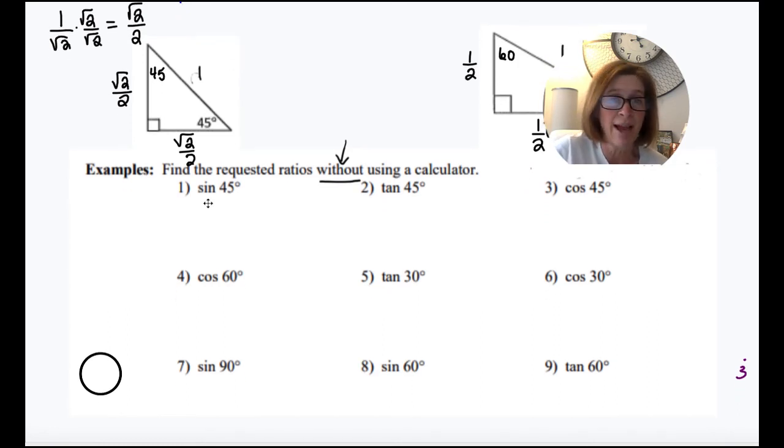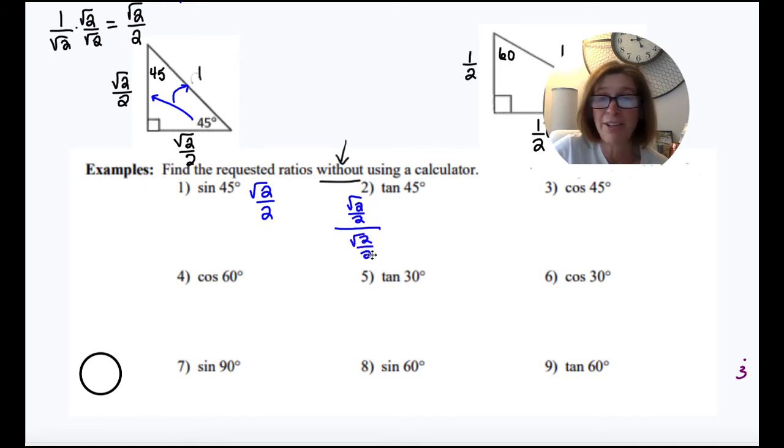So if I want the sine of 45, that's going to give me opposite over hypotenuse, so root 2 over 2 over 1, which would just give me root 2 over 2. All right, the tangent of 45 would be the opposite over the adjacent. So that would be root 2 over 2 over root 2 over 2. Same value over same value, 1. The cosine of 45, all right, so that's going to be the adjacent over the hypotenuse. So that's also going to be root 2 over 2.